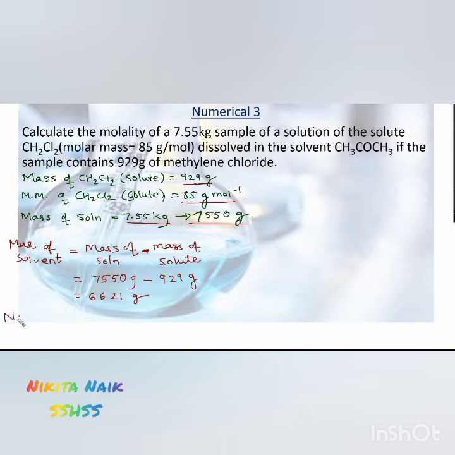We can calculate number of moles of solute, that is methylene chloride, which will be equal to mass of methylene chloride divided by molar mass of methylene chloride. That will be 929 gram upon 85 gram per mole. And we will get our answer as 10.92 mole.